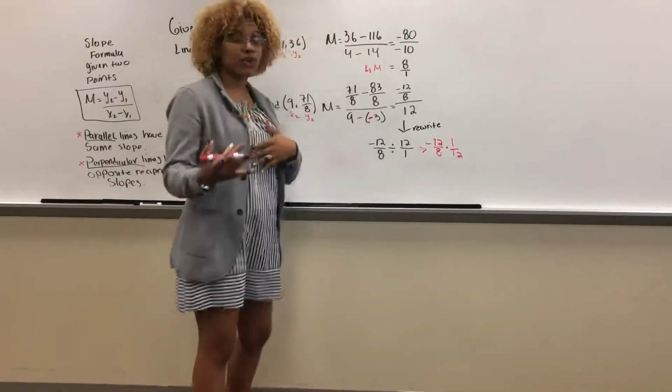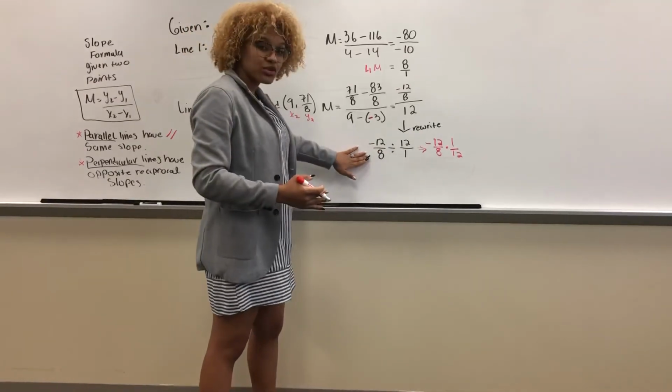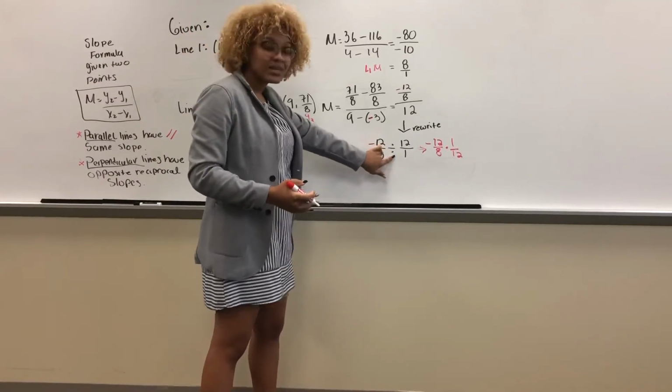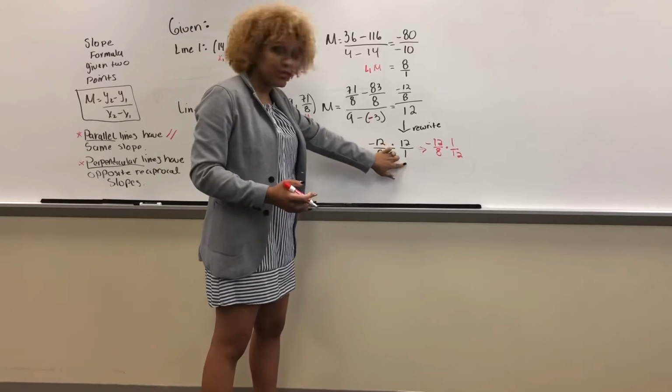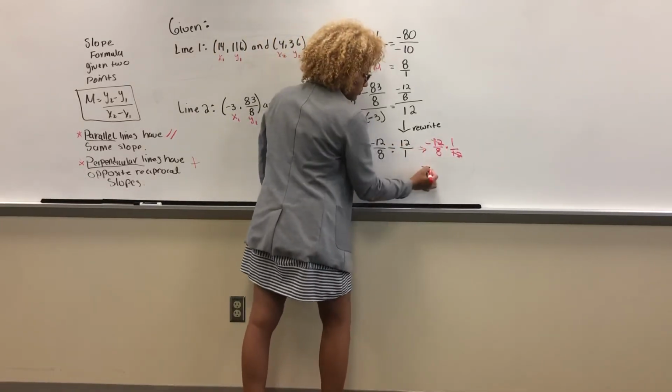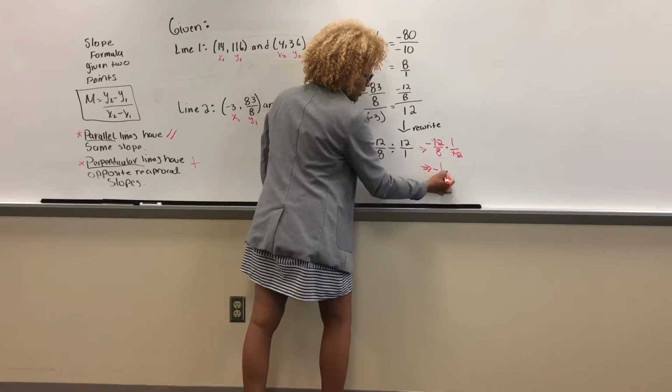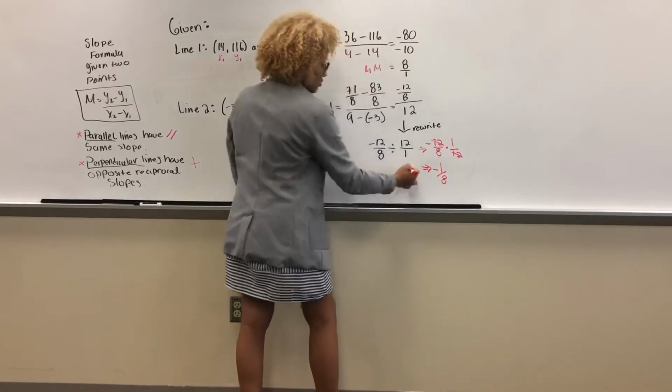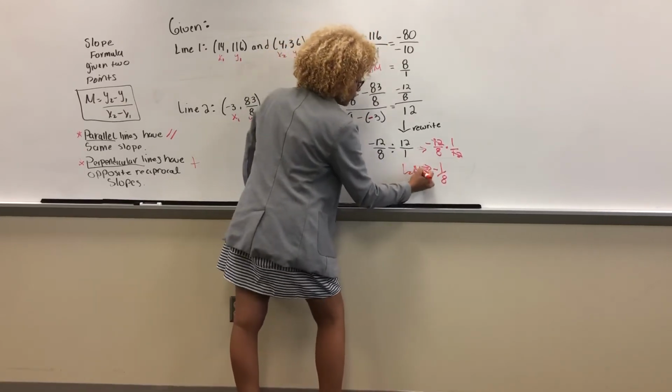Because remember, with fractions, you're going to keep the first fraction, change the sign to multiplication, and then flip the second one. If you notice, the 12s are going to cancel. So you are left with negative 1/8 for the slope of line 2.